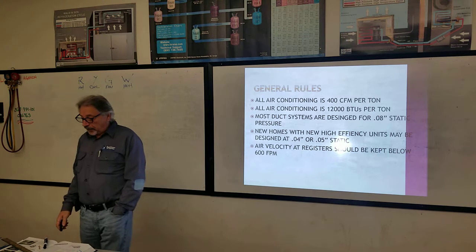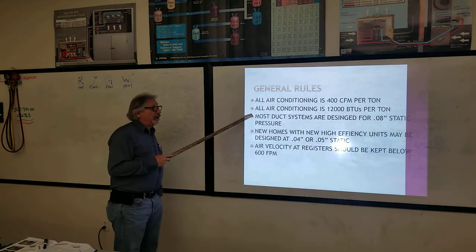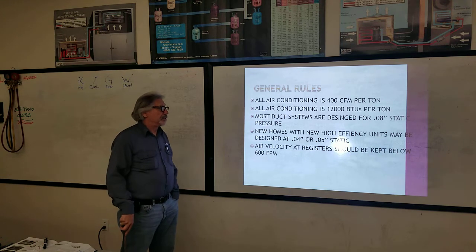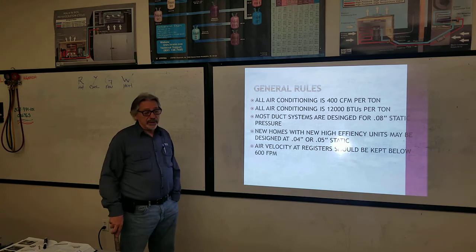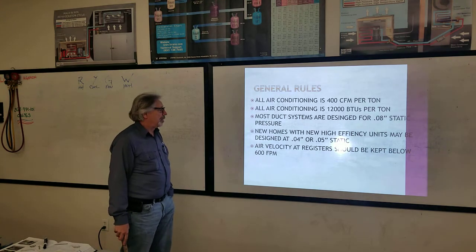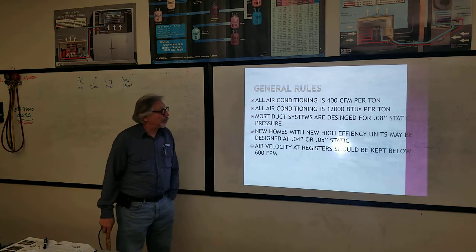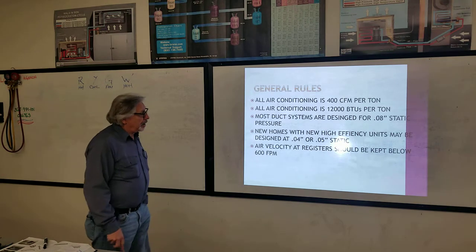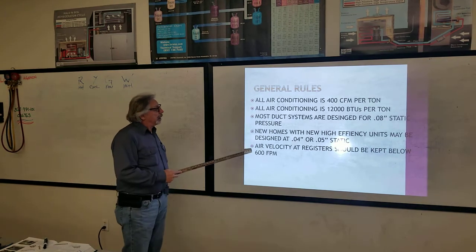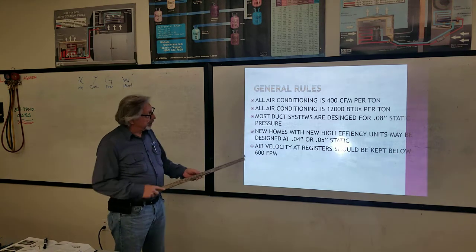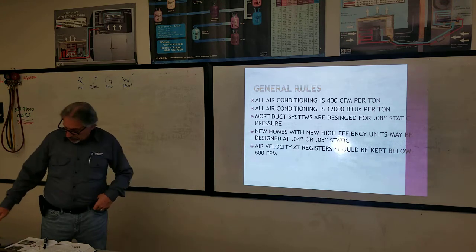Okay, some facts. All air conditioning is 400 CFM per ton. All air conditioning is 12,000 BTUs per ton. Most duct systems are designed for 0.08 static pressure. New homes with new high efficiency units may be designed at 0.4 to 0.5 because of the metal ductwork that they're putting in the new homes now. Air velocity at the register should be kept below 600. You guys know all that, right? Okay, here's something you don't know.